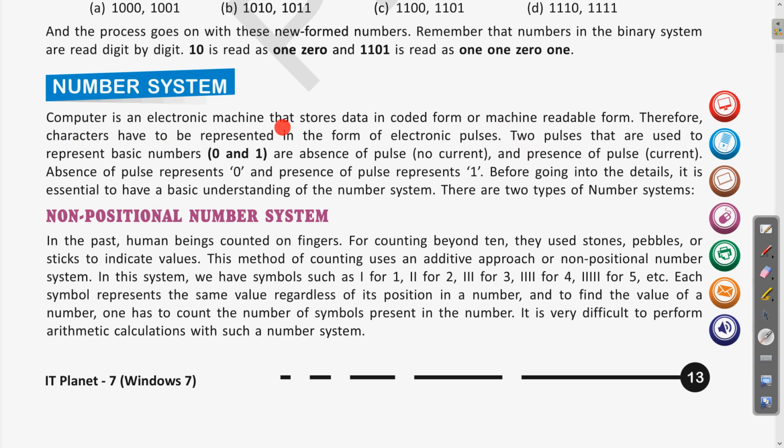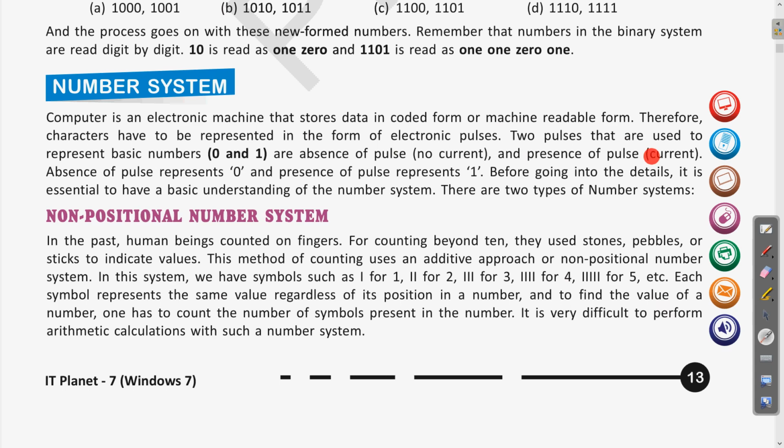Computer is an electronic machine that stores data in coded form or machine readable form. Okay, so this is clear that as the computer is an electronic machine, whatever data we are saving in the computer is in a form which is easy for the machine to understand. Clear? It is not the human brain that will interpret the things. Here it is being interpreted or read by the components of the computer, and as it is a machine, the things which we are saving must be saved in a form which is easy for the machine to understand. Therefore the characters have to be represented in the form of electronic pulses.